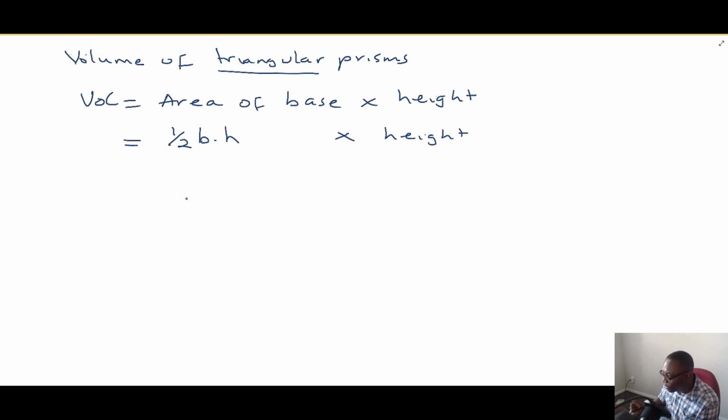So an important thing to note here, these heights are not the same. This height here is the height of the triangle. This height here is the height of the prism. So let me find an example of a triangular prism, and then I'll pull one up here.